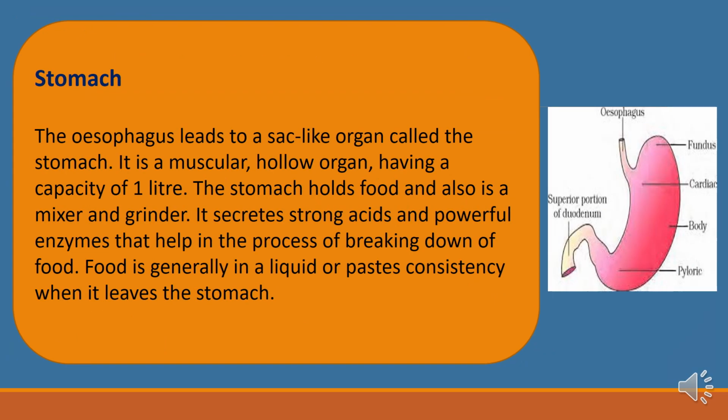Now stomach. Stomach is a sac-like or bag-like organ which is a muscular, hollow organ, and it has the capacity of 1 liter. It helps in mixing and grinding the food. Here the food is partially digested, and it has strong acids and powerful enzymes for the breakdown of food, okay. So here the food which is present is partially digested food. There are 4 parts of stomach: fundus, cardiac, then body, then pyloric.